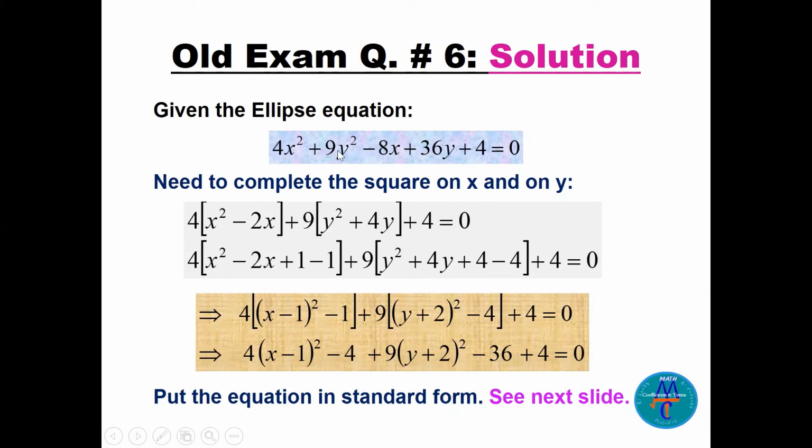Now I take the y's, 9y squared, 36y. I need to make the leading coefficient 1. So I take 9 out, and it becomes y squared plus 4y, plus 4 is equal to 0. Now I complete the square inside the bracket. Minus 2 divided by 2 is minus 1, square it, plus 1 minus 1. Same thing here, plus 4. 4 divided by 2 is 2, square it, plus 4 minus 4. Now the first three terms become complete, x minus 1 squared, and here we have y plus 2 squared. Now multiply again in the bracket, 4 times the bracket minus 4, 9 times this minus 36 plus 4.